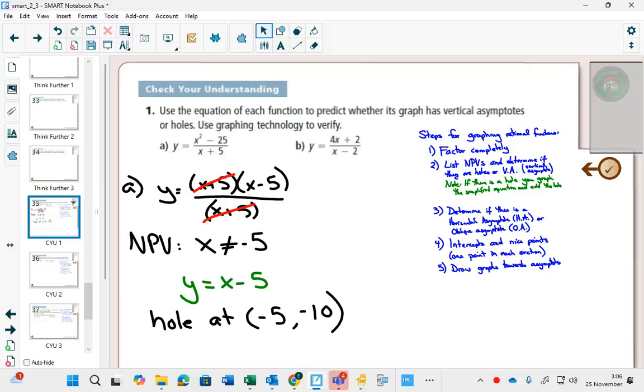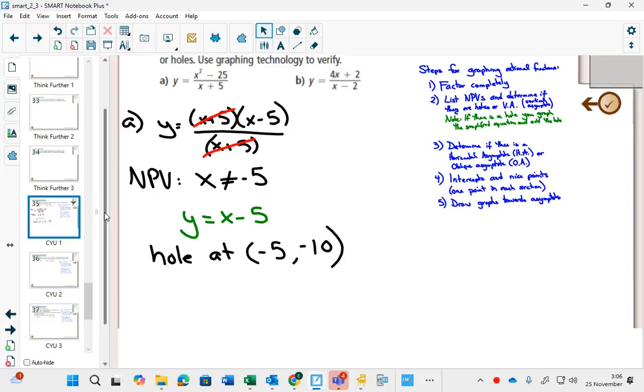So now to graph this, is this still a rational equation or is this just a line? It's just a line. Since it's just a line, you are no longer graphing this anymore. We can skip steps 3, 4, and 5, because this is just a straight line. What do we know about this straight line?